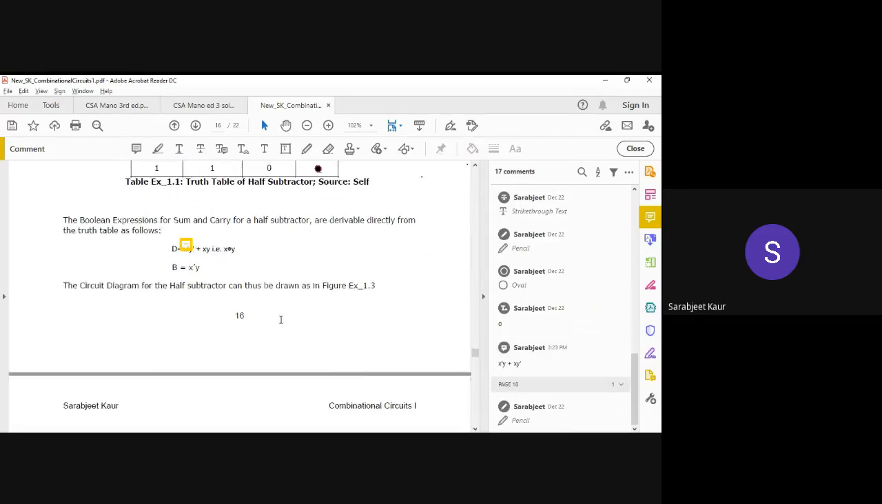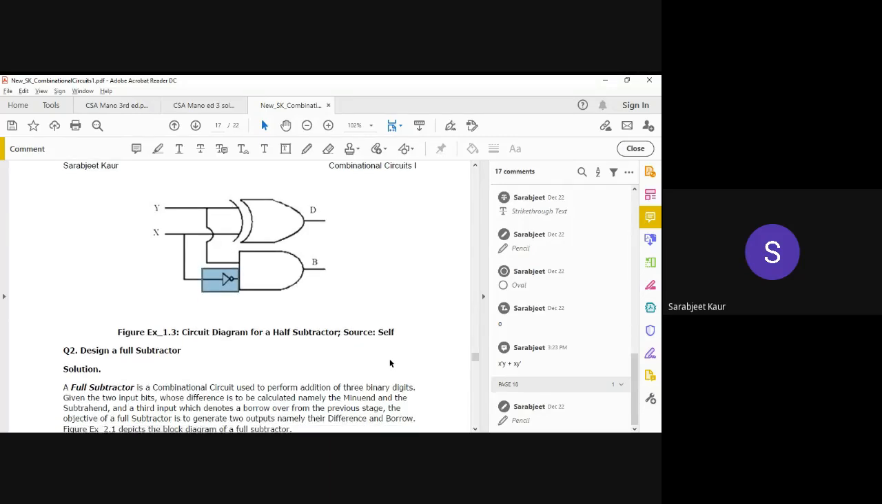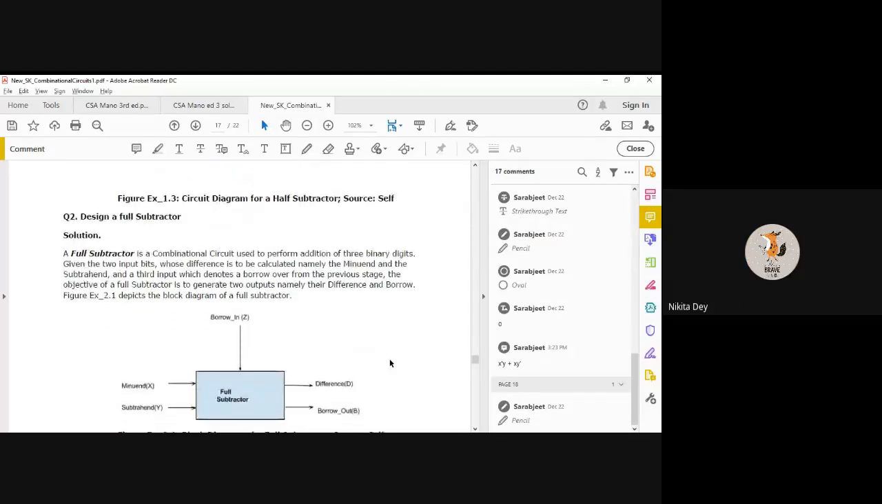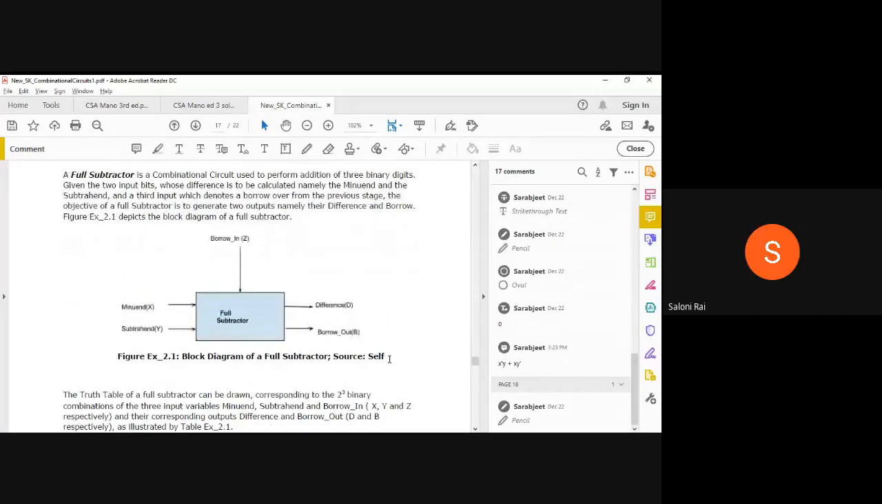Okay. And now let us draw the circuit diagram. So you can see that this is more or less like a half adder only. Only in the borrow, I have to introduce a negator. Right? Any problem up till now? No, ma'am. Right. Let us turn our time and energies to the full subtractor now.